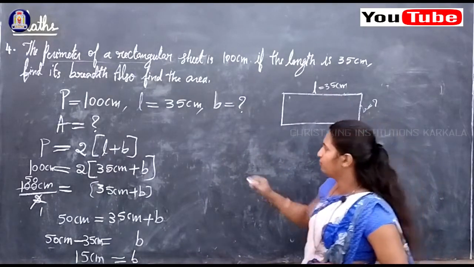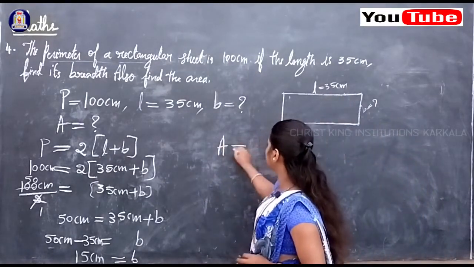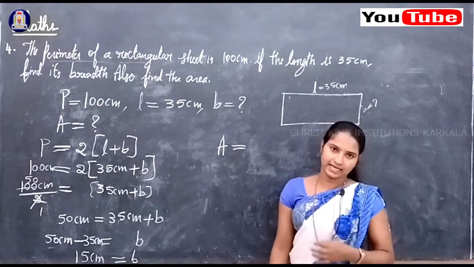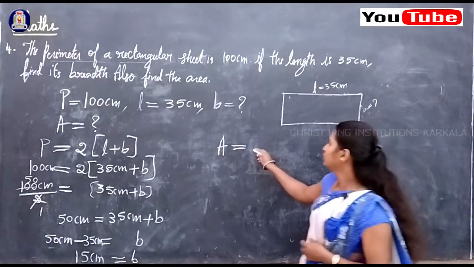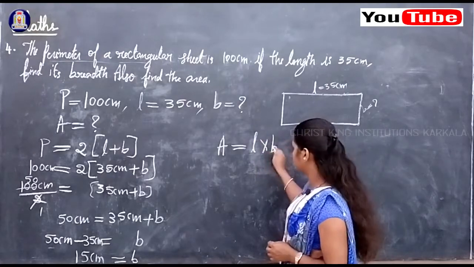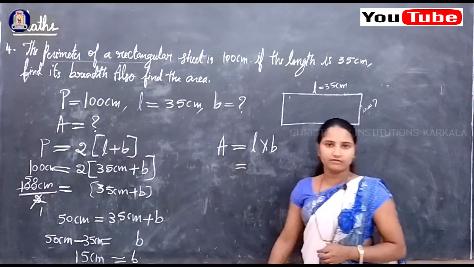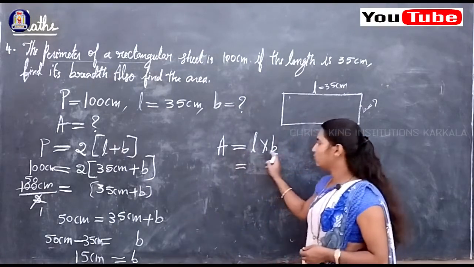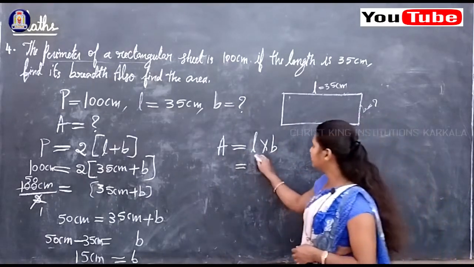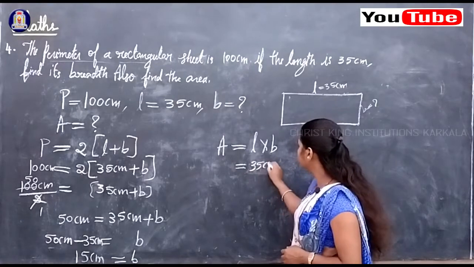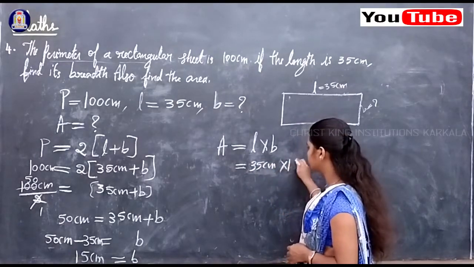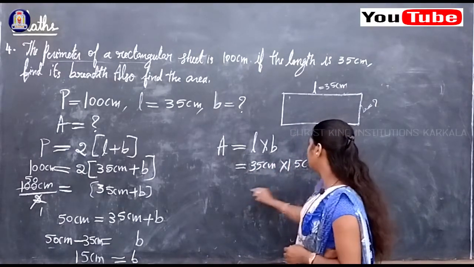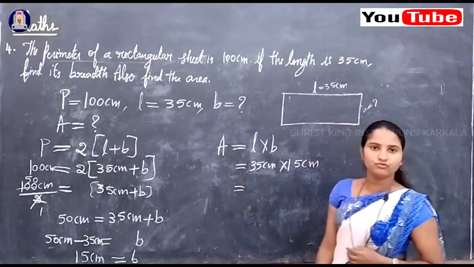So now we can find what is the area of a rectangle. So what is the area of a rectangle? That is length into breadth. So by using the formula we can find the area of the rectangle. Clear? So A is equal to L into B. So what is L? L is 35 centimeter and breadth is 15 centimeter. So you have to multiply 35 into 15.